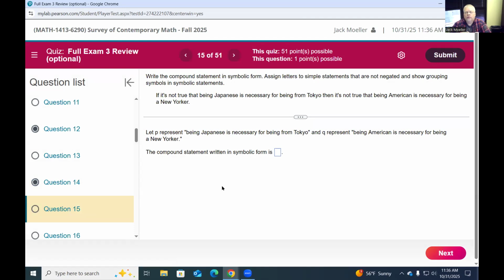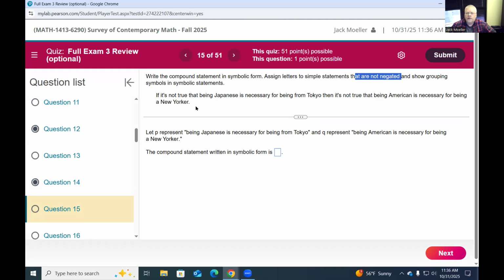All right, so here's a good one going to symbols. Write the compound statement in symbolic form, assign letters to simple statements that are not negated. So when we're doing our P's and Q's, those are going to be like positive statements. And notice that they tell us what P and Q is down here below the statement. All right, and then show grouping symbols. So that means if we need parentheses, we have to include parentheses. All right, so let's work through this. So if it's not true that being Japanese is necessary for being from Tokyo, then it's not true that being American is necessary for being a New Yorker.